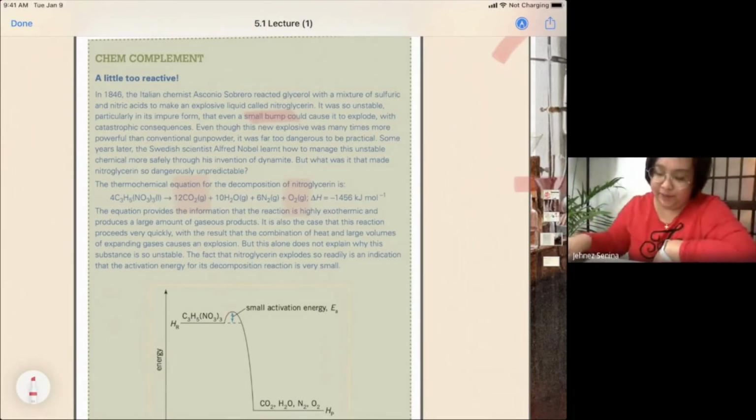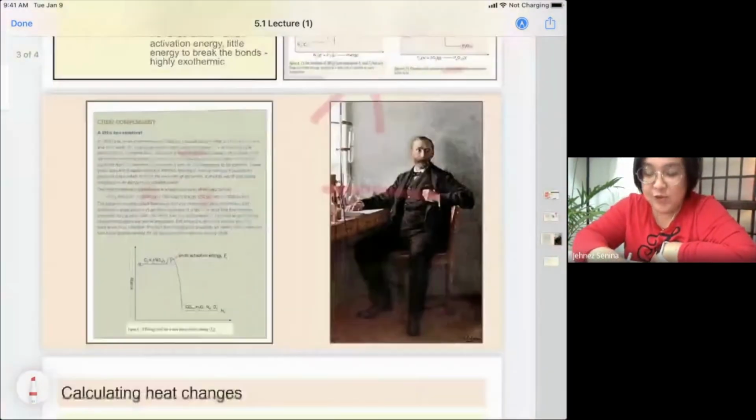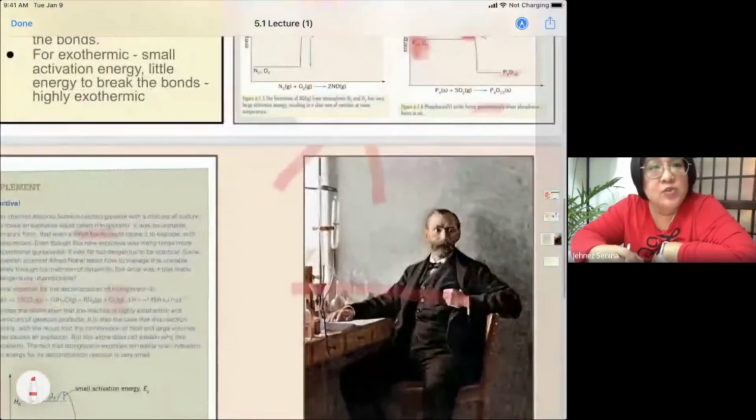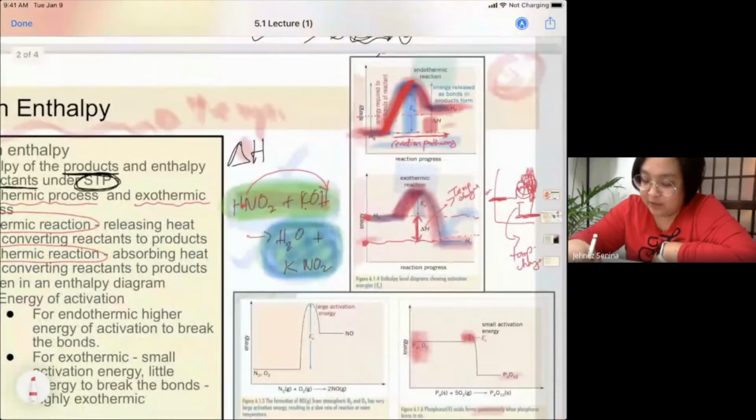Okay, so anyway, why did I talk about that? Just so you'll remember that exothermic reactions, like those that burn, those that ignite, those that explode, have a much lower energy of activation compared to endothermic reactions. Endothermic reactions can still proceed, they still happen, but they have to absorb this much energy first. Okay.